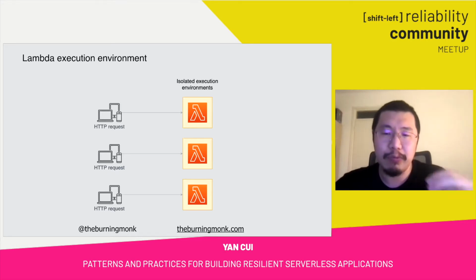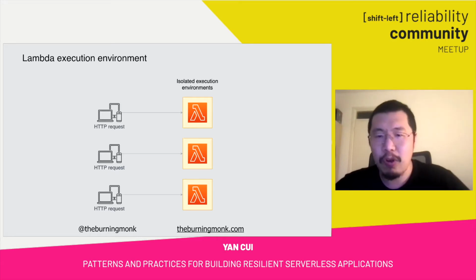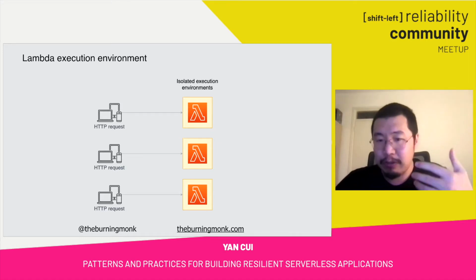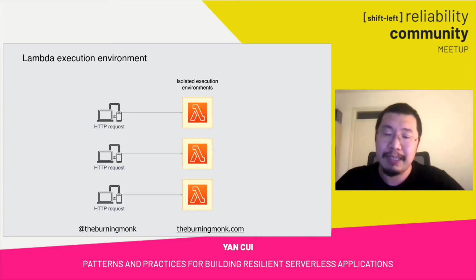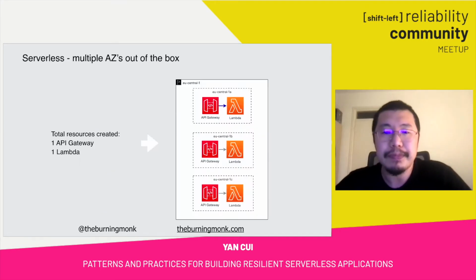So if one user request uses up too much CPU or memory, it has no effect on any other concurrent user requests. This is very different from when we used to run applications on an EC2 server, where all the concurrency is being handled by our code running on the same machine, sharing the same resources, and therefore, when one user request uses up too many resources, it has an impact on everybody else.